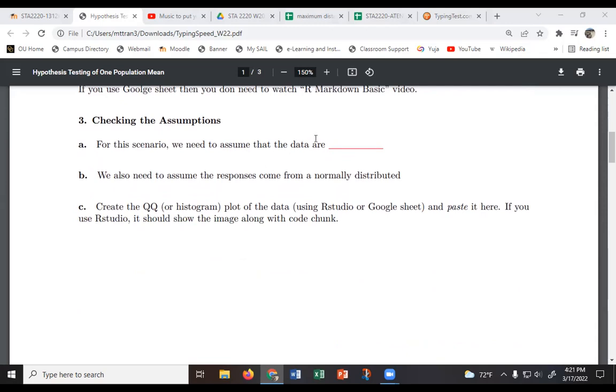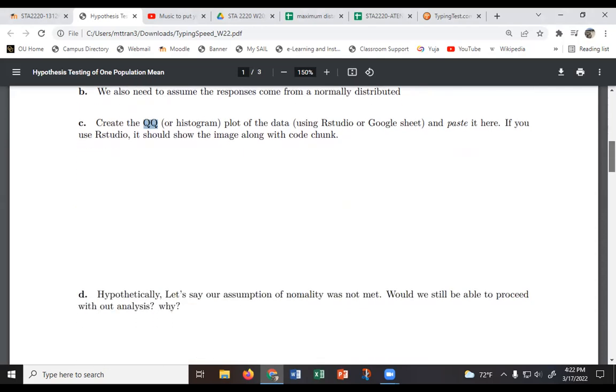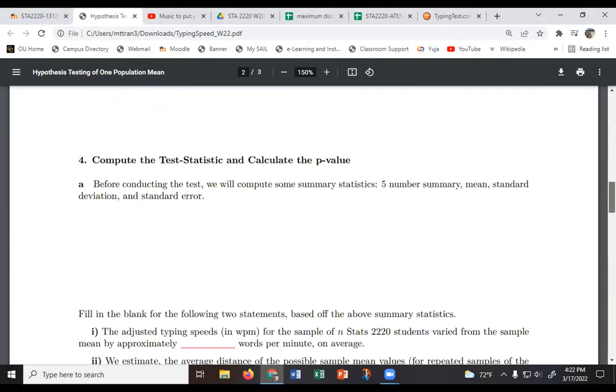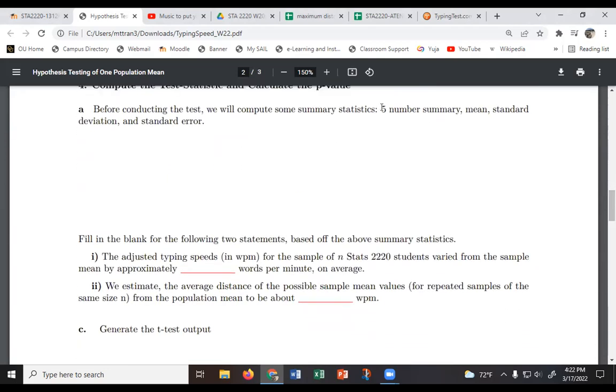Assumption, we talk about this, right? Fill in the red. We also need the assumption that the response comes from a normally distributed population. This you have to show me. Now, did I mention that the population is normally distributed? No, right? I don't know, so we cannot use that. What you can do is use the CLT. So create a QQ plot or histogram. Don't worry if you don't know what a QQ plot is, just create a histogram to see what happened. And then answer a bunch of questions.